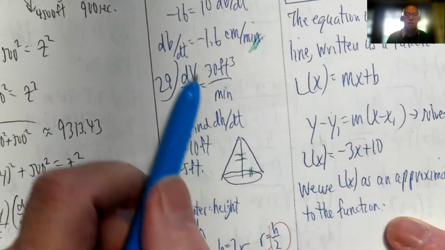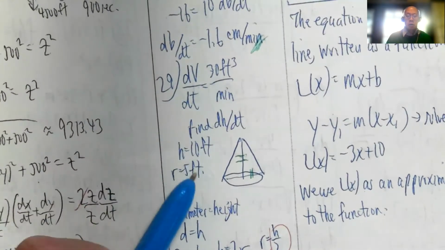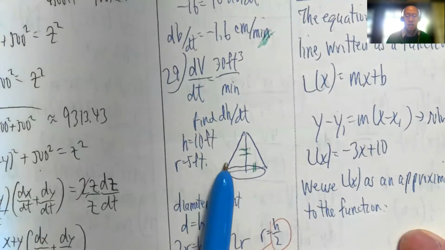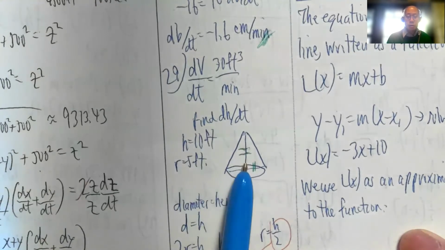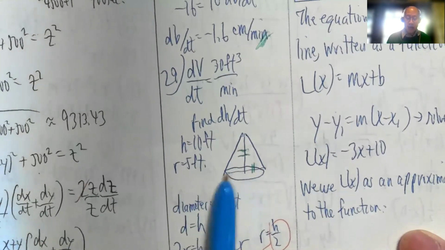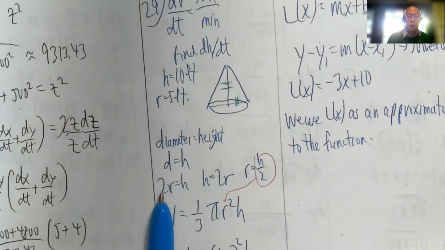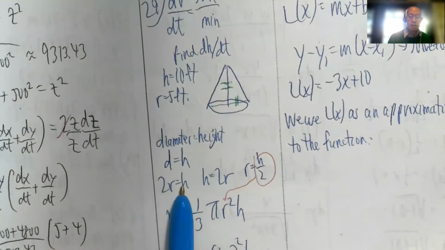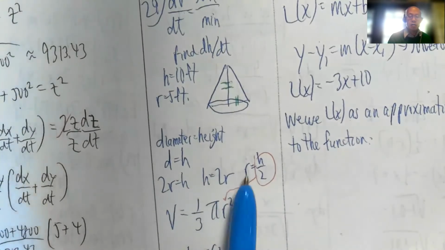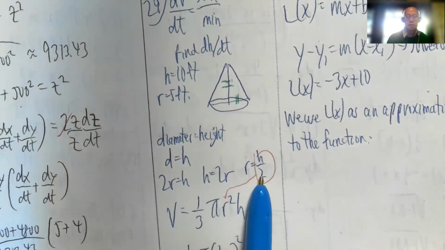So dV/dt is 30 cubic feet per minute. Okay, so h is 10. If h is 10, then the diameter is 10, that means r is 5. The diameter is equal to the height. 2r is the diameter, so that's equal to height. Height is 2r, so r is h over 2.